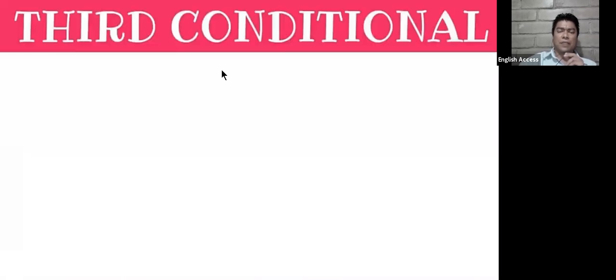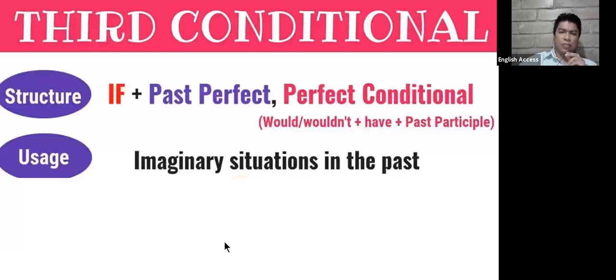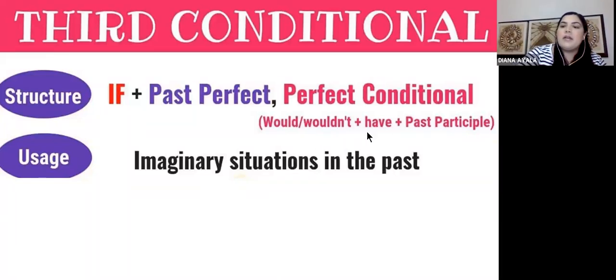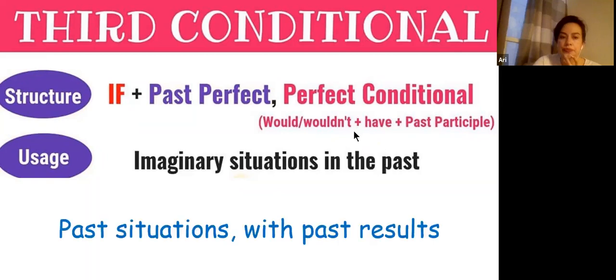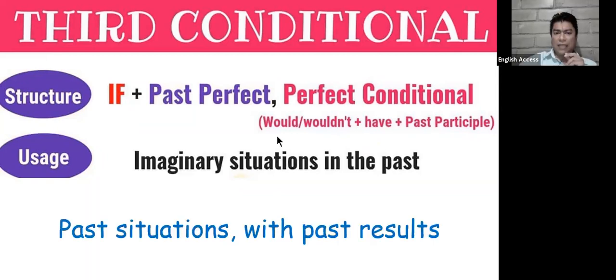Next, we have the third conditional. The third conditional is for imaginary situations in the past. We have the expression if plus past perfect and the perfect conditional. What's the perfect conditional? The past modal or the perfect modal? Plus have, yes, and plus the past participle. Perfect. This is for past situations with past results, when everything is in the past.